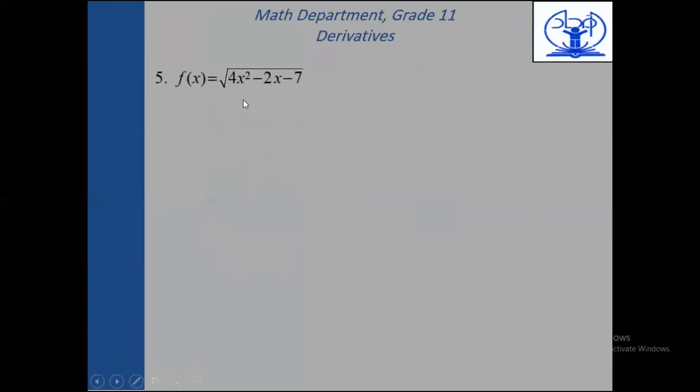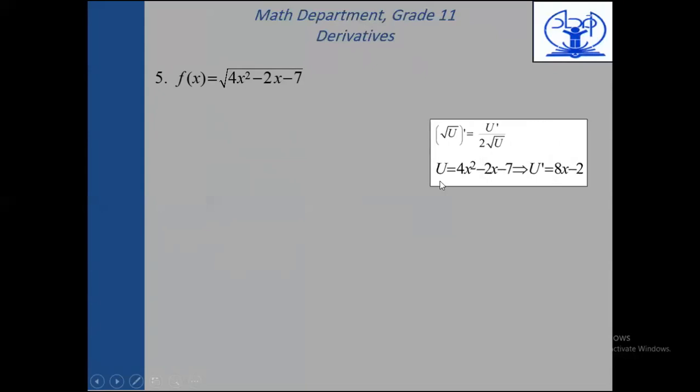If the function is in the form radical 4x squared minus 2x minus 7, you read this function as radical u, and consequently the derivative will be u prime over 2 radical u, simplifying to get the final simplified answer. Now, what about functions with trigonometric expressions like sine x or cosine x or whatever?